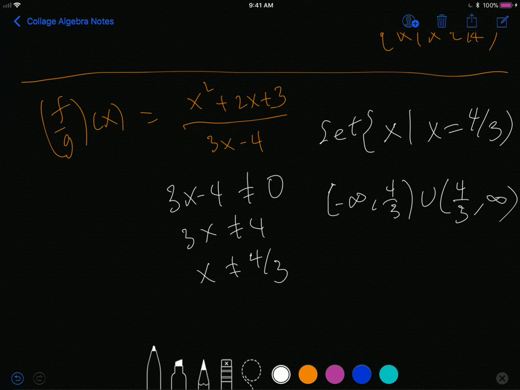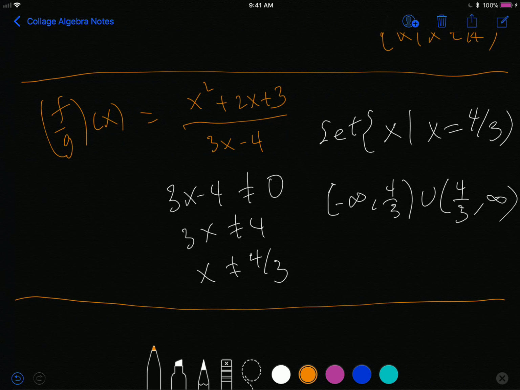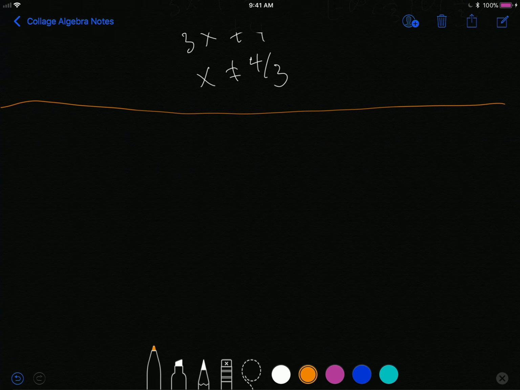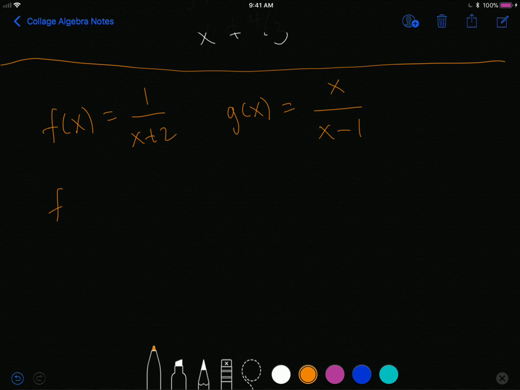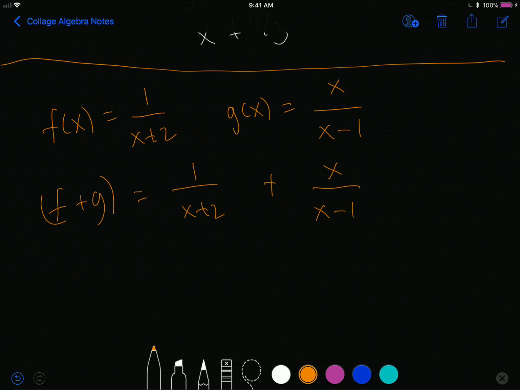This was pretty easy, right? Let's do all of this again, but with fractions. So let's say f of x equals 1 over x plus 2, and g of x equals x over x minus 1. And let's go ahead and add f plus g: 1 over x plus 2 plus x over x minus 1.